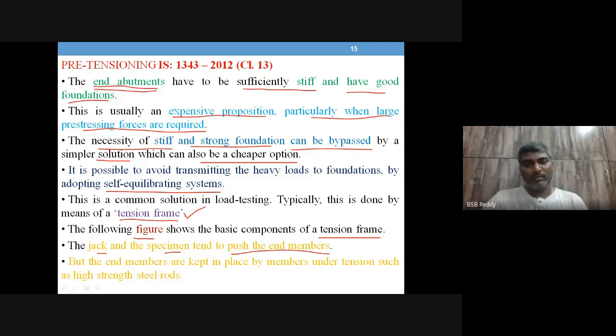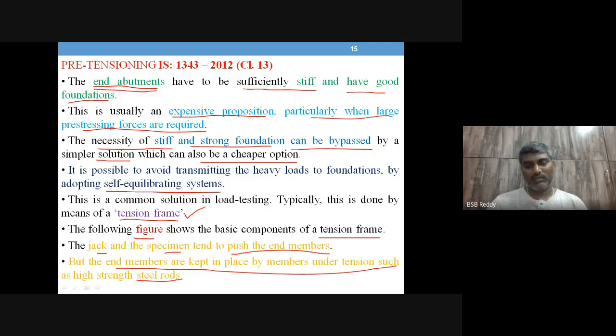Because the end abutments are very costly, and in fact it is very difficult to make them stiff and strong, particularly when large forces are required. So hence we need a simpler and effective solution. That is what is called the tension frame. Okay, right? So now what a tension frame is, we'll see in the picture. The end members are kept in place by members under tension, such as high strength steel rods.